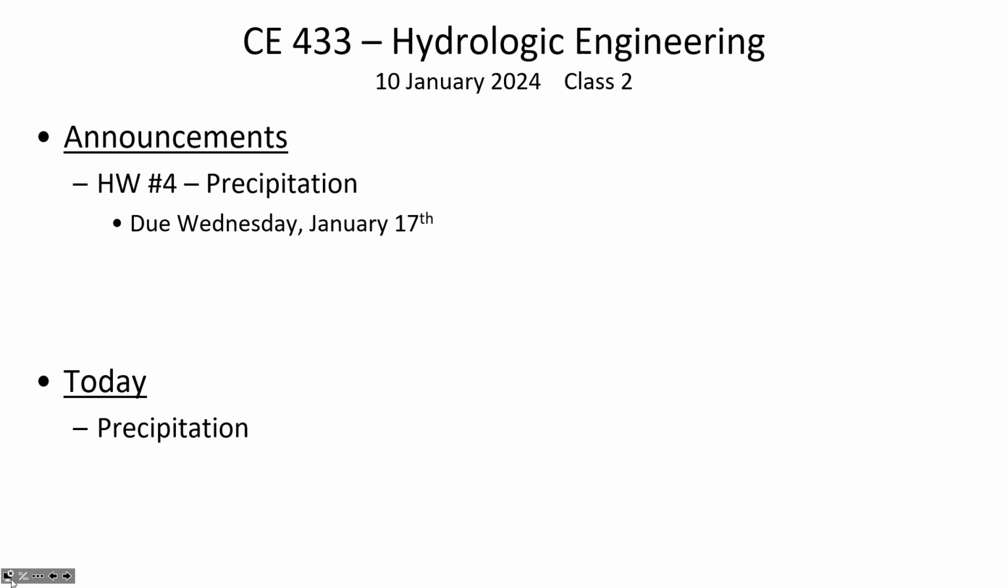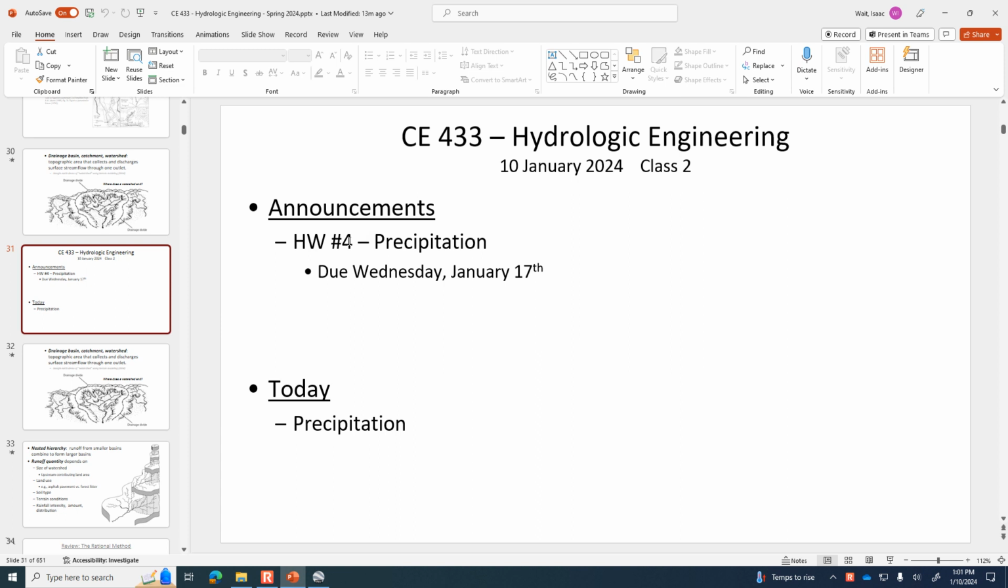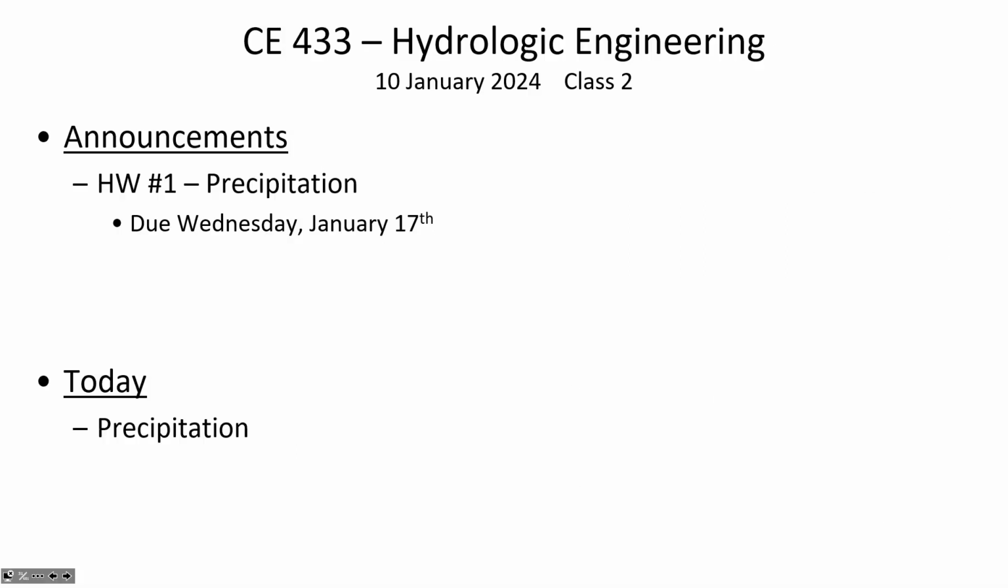The other thing that you'll find on Blackboard is the first homework assignment. Homework 1, Precipitation, is available now, and I'll show you a couple of websites today that you're going to need to access in order to solve that assignment. So definitely get an early start on that. It'll be due before class on Wednesday next week, so that's the 17th. Any questions before we get into it?